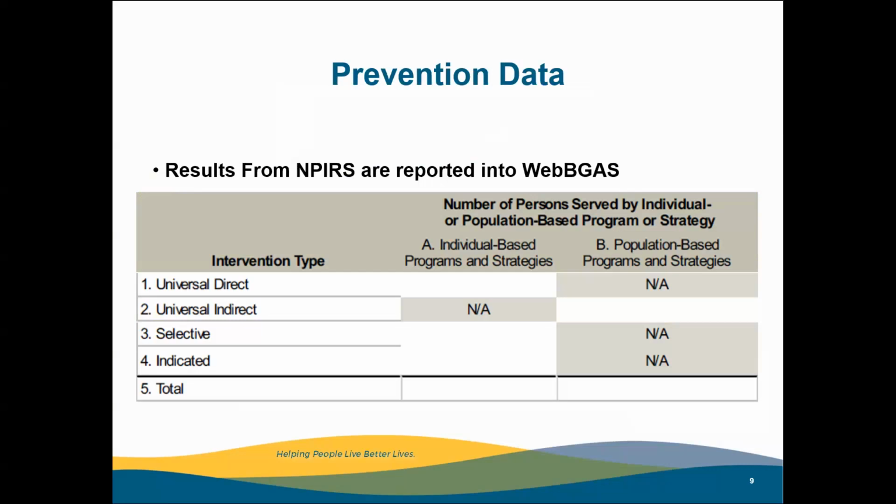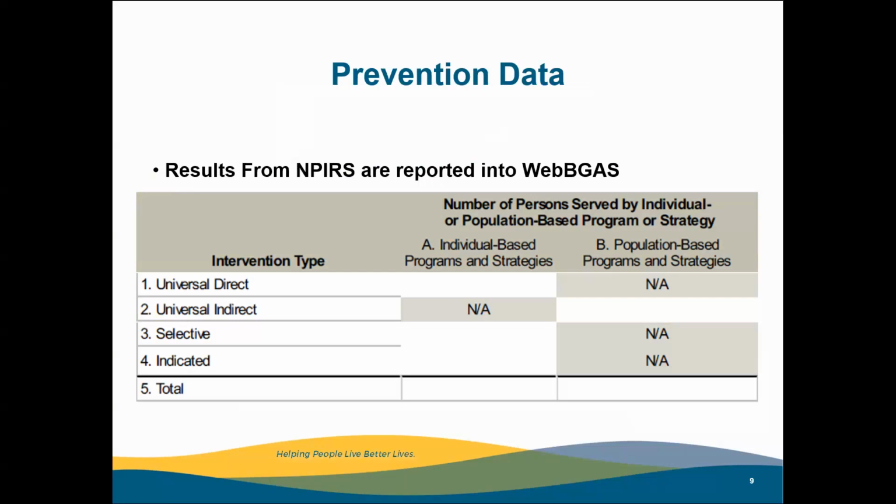And if you review your definitions, you know that as well. But we often have folks who code universal direct activities as population-based in the NPIRS system, and then we end up with a number in that field that we can't enter. So we have to go back and individually, one by one, go through those activities and make a decision about whether it's coded correctly or incorrectly and how to recode it so that it fits well within this table.